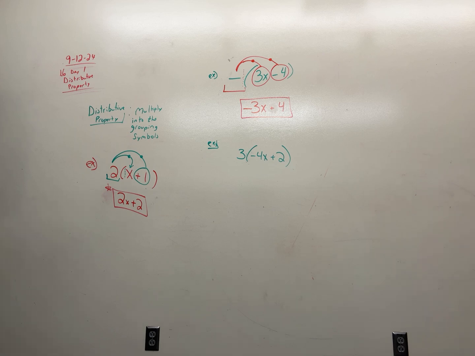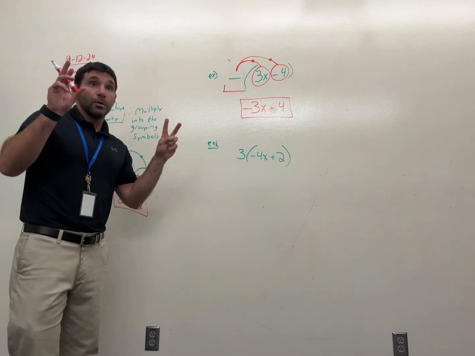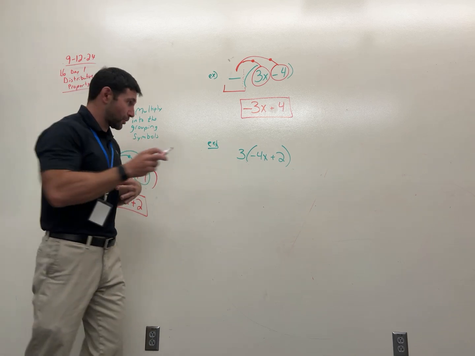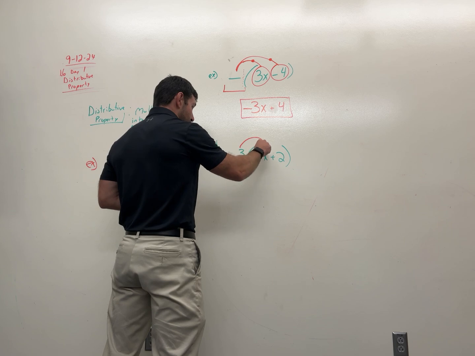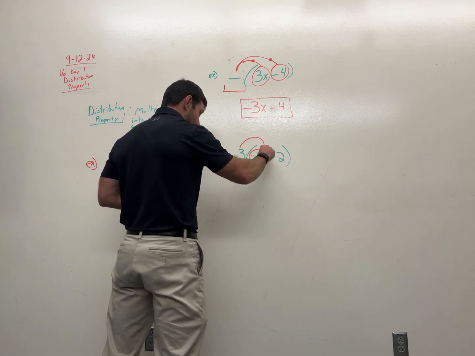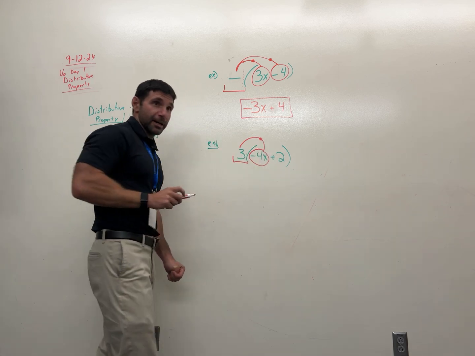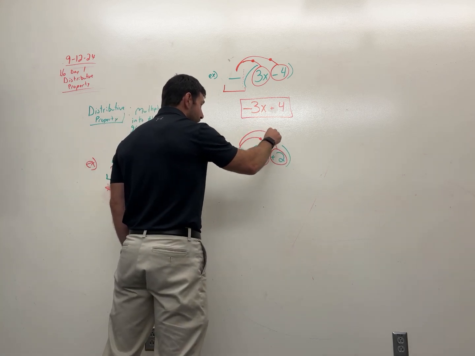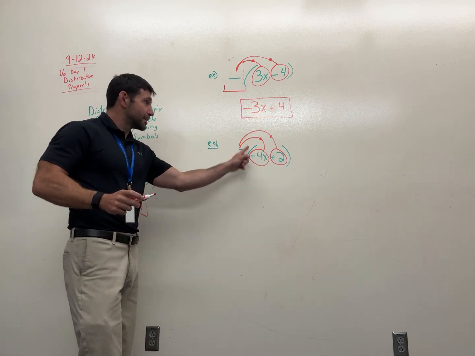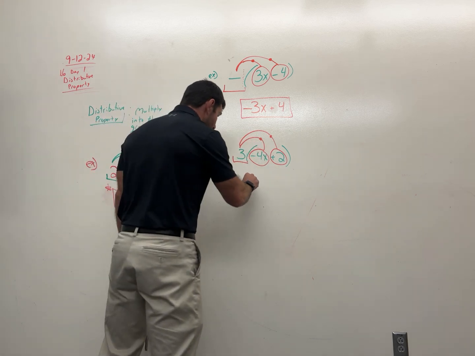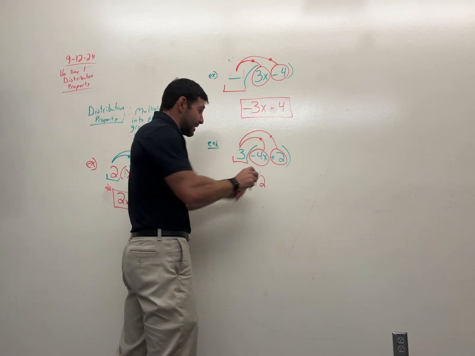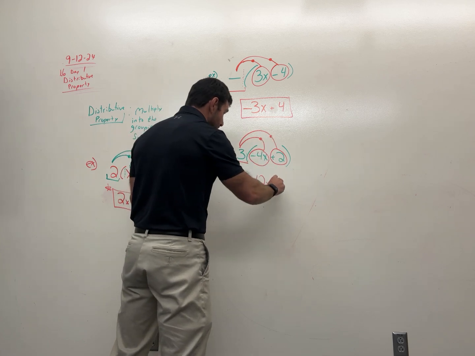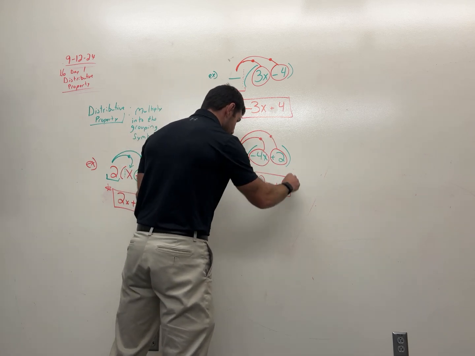Okay, I love what I'm seeing. What am I distributing? What number am I taking and multiplying it to everything? The 3. And I'm multiplying it not just to the 4x, but to the negative 4x. And I'm taking the 3 and multiplying it not just to the 2, but to the positive 2. 3 times negative 4 is negative 12. If it's got an x, it stays as an x. 3 times positive 2 is positive 6.